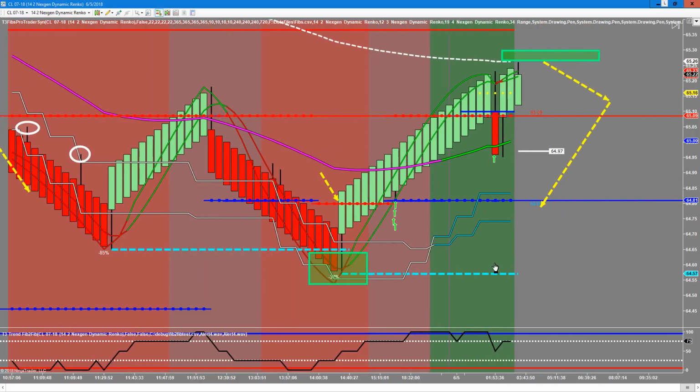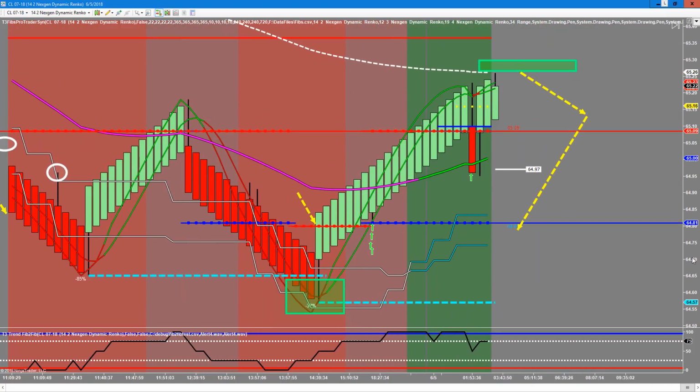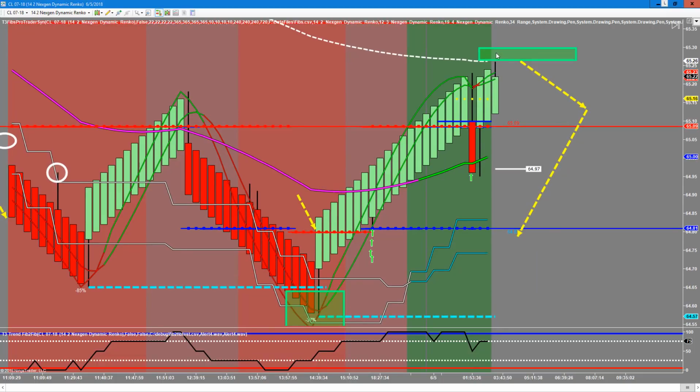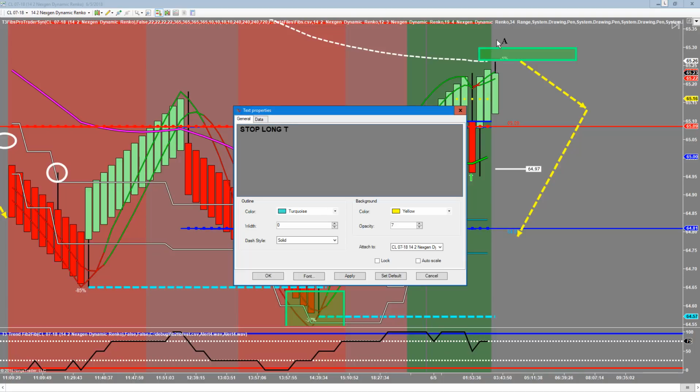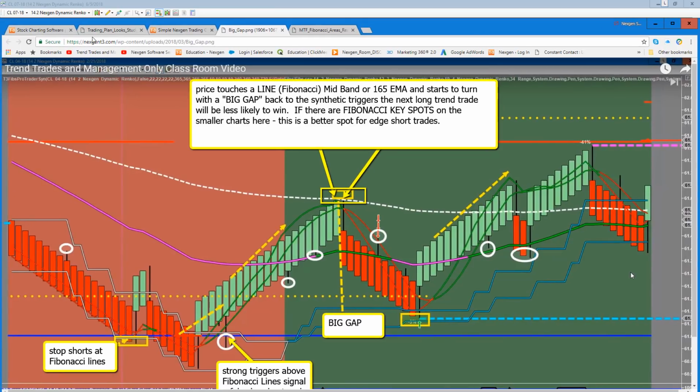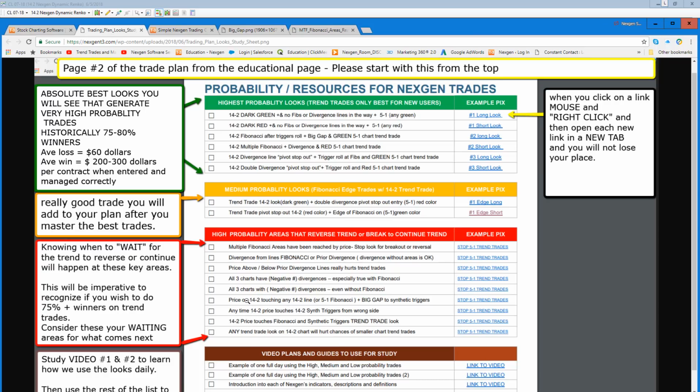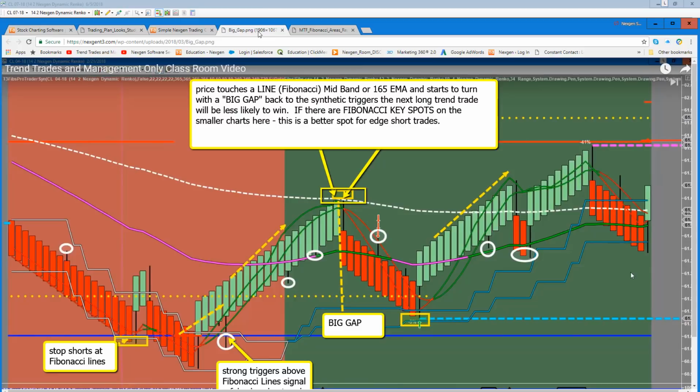So again, this is one of those situations, and I'll show you a few of these that we went through today. This is a situation that says stop long trades. That's it. And again, I want to show you in this picture here, down here, take a look, price on the 14-2 chart, and really these are all 14-2 chart looks. 14-2 chart touching a resistance and a big gap to the triggers. And again, that's the picture, from the example.